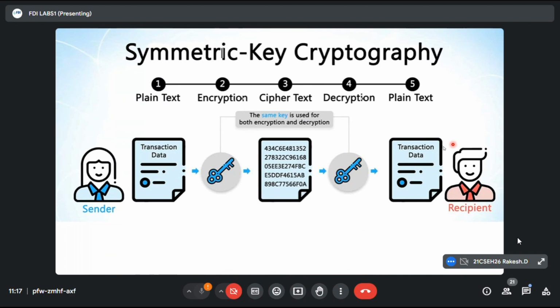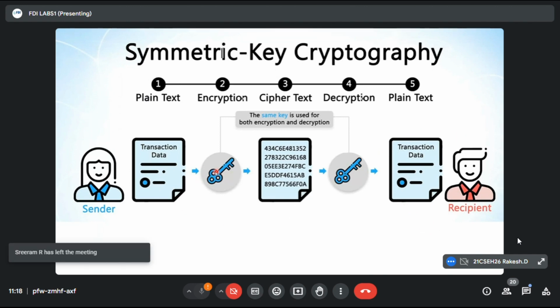Now this is the working of symmetric key cryptography. Here, sender A wants to send her text to the recipient. She will encrypt her plain text using a private key, and after encryption it becomes ciphertext. When that ciphertext is sent to the recipient, he will first decrypt it using the same private key used by the sender, and he will view the message as plain text.